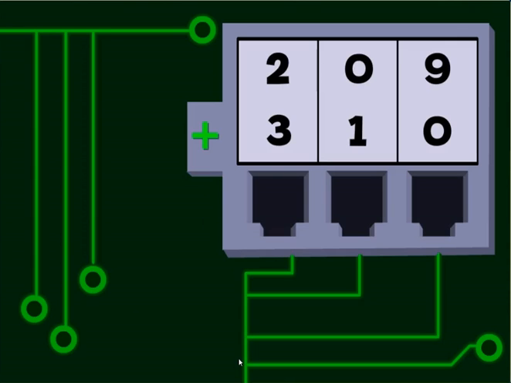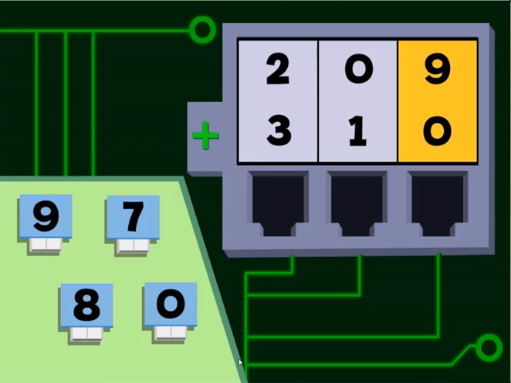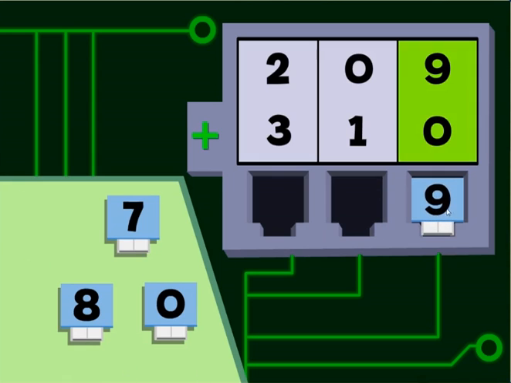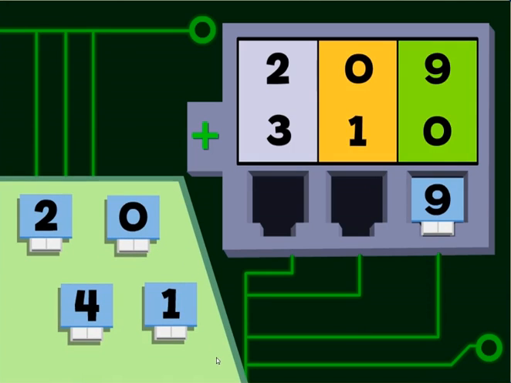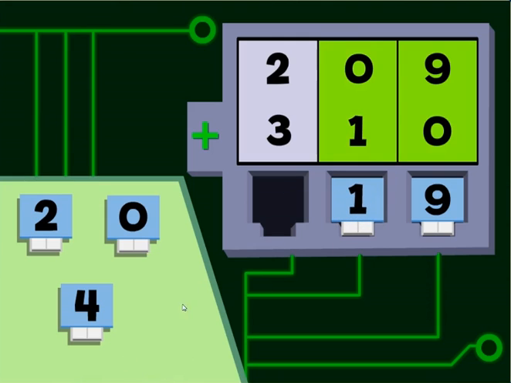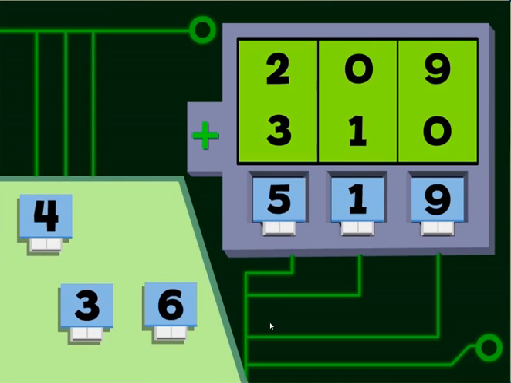209 plus 310 equals... Drag the correct number into the ones place. Fantastic! Drag the correct number into the tens place. 1. Terrific! Drag the correct number into the hundreds place. 5. Terrific!